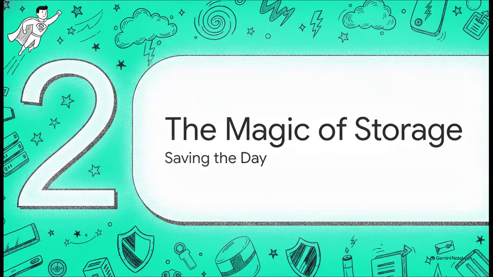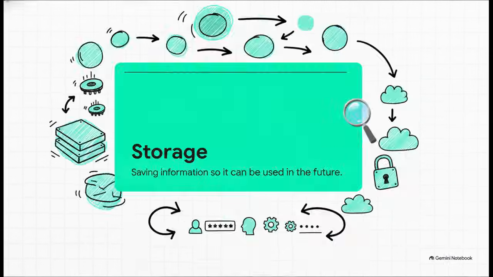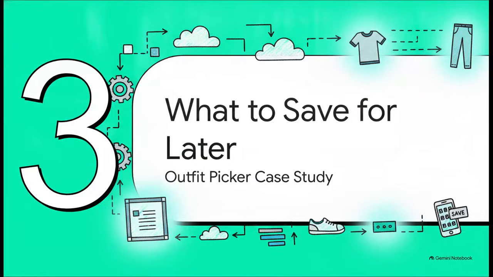Moving right along to Section 2, the magic of storage, saving the day. So why is storage such an absolutely crucial part of this whole computing process? Like, what would actually happen if it just suddenly vanished? Well, storage literally saves information so it can be used in the future. Without it, you would be trapped in this agonizing, endless loop. Imagine having to re-enter your passwords, your language settings, your preferences every single time you open an app. Total nightmare, right? Let's see this decision-making in action.